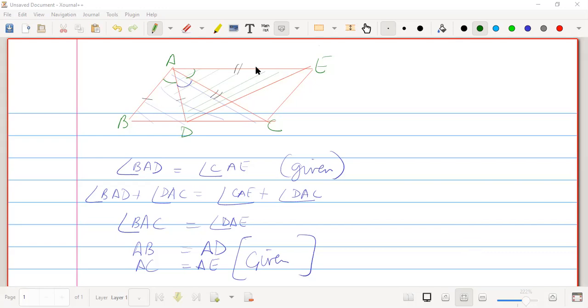Always draw a figure, children. If you do not draw a figure, you will not be able to figure it out. Okay, so make sure the first thing that you do is draw the figure.